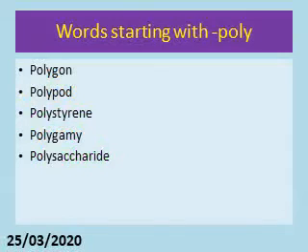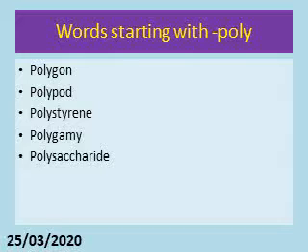Alright, so here are some words that I came up with that start with poly. So I came up with polygon, so a many-sided shape. A polypod is something with lots of legs. Polystyrene. Polystyrene is actually one of the polymers that we're going to be talking about today. Polygamy is when you're married to lots of people, and a polysaccharide is also a type of polymer, but it's lots of sugar molecules joined together.